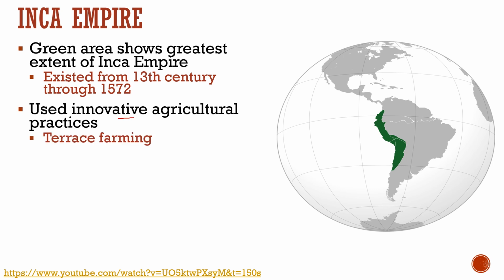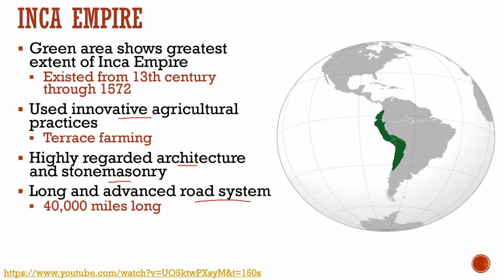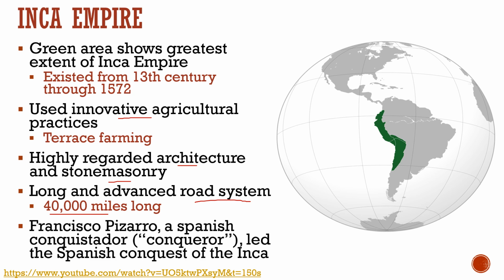So it used very innovative agricultural practices, so terrace farming, to where even on steep land, they would kind of flatten it. It looks like stair steps that would allow that steep land to actually produce crops. Highly regarded agriculture or architecture and stone masonry is what this empire was really known for. So also this huge road system that they had, it actually had 40,000 miles of road system. And again, thinking about this time period, that was massive. And then Francisco Pizarro was the Spanish conquistador or conqueror who actually destroyed or conquered the Inca Empire.